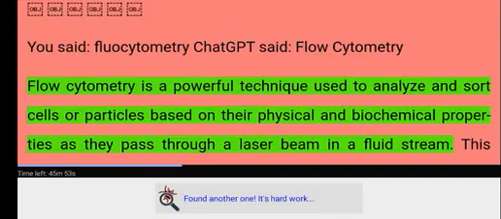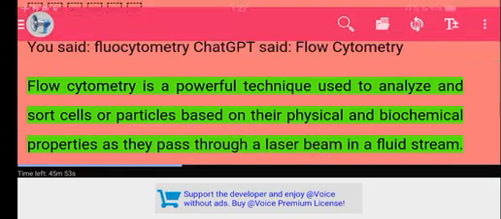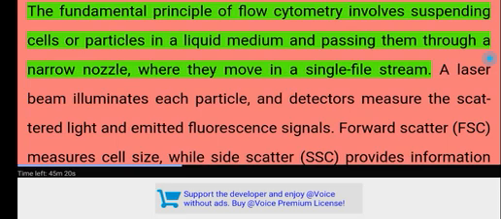Flow cytometry is a powerful technique used to analyze and sort cells or particles based on their physical and biochemical properties as they pass through a laser beam in a stream. This method enables rapid, high-throughput, and quantitative analysis of cell populations, making it widely used in immunology, microbiology, cancer research, and clinical diagnostics.